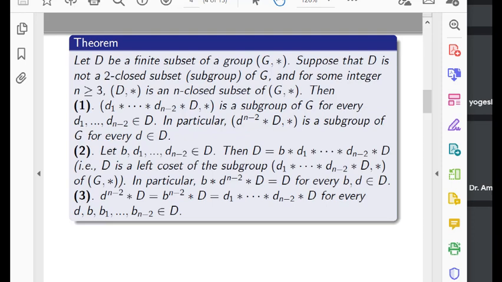For every D, and that's equal to D1 star, Dn minus 2, for every D, or these things in D. Number 3. They have to be equal. Okay.